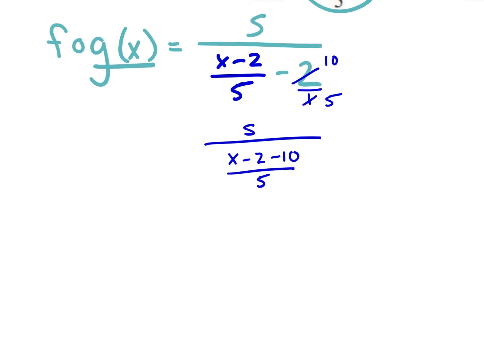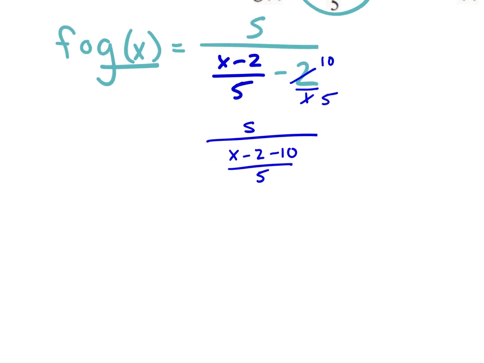What can we do to simplify next? Combine like terms. We can leave that 5 up top for now. We get x minus 12 over 5. Keep, change, flip. Awesome. When we have a fraction inside a fraction, we want to keep, change, flip. We're going to keep the top, we'll change to multiplication, and we'll flip the bottom to 5 over x minus 12.